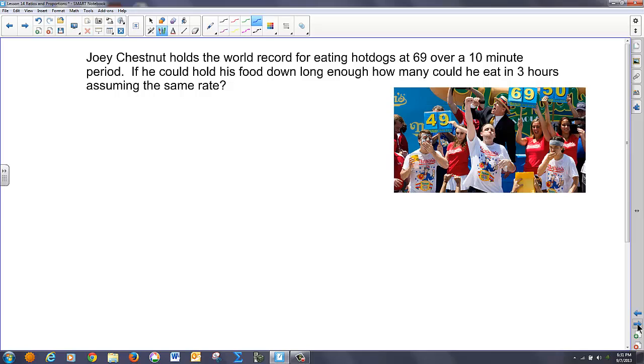So here's an example of a proportion. Joey Chestnut holds the world record for eating hot dogs at 69 over a 10-minute period. If he could hold his food down long enough, how many could he eat in 3 hours? Well, in this case, we're going to set up a proportion.